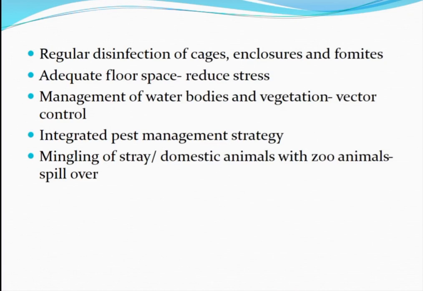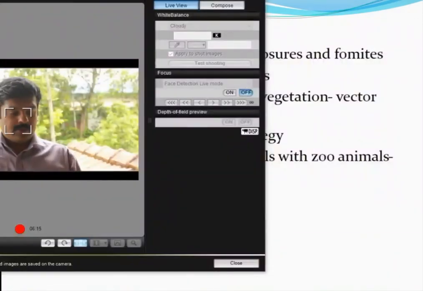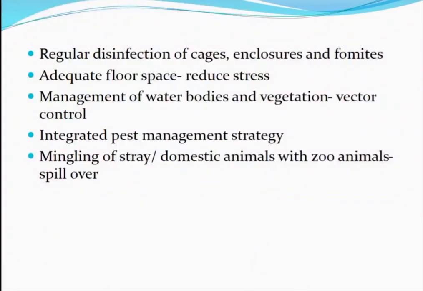Then the zoo usually has vegetation and water bodies. So this can be a very important place, or a breeding ground, for vectors. So what will you do? You have to ensure that there is an integrated pest management strategy inside your zoo. There is a proper drainage facility for the zoo. You should make sure that your water bodies have adequate fishes or other birds that will prey on vectors like mosquitoes or maybe ticks.